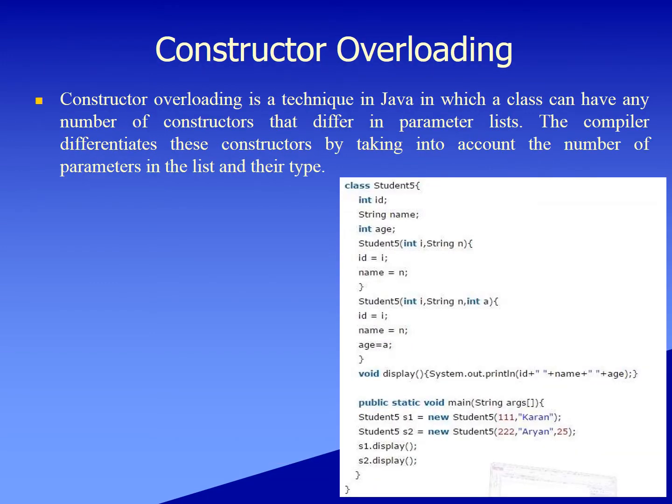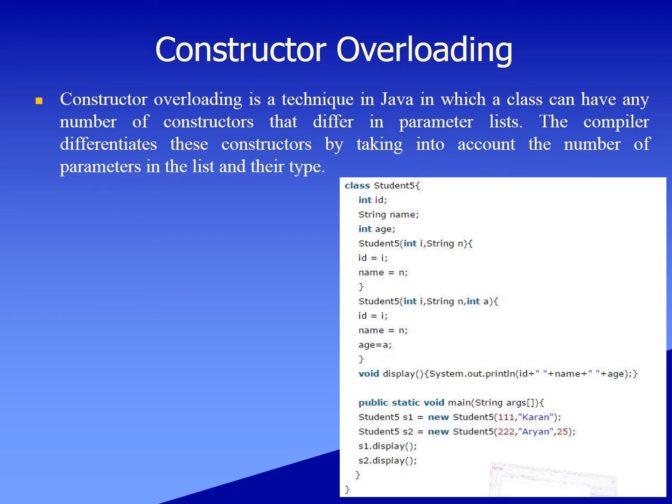Now we have reached constructor overloading. If this scenario comes, you have to use the same constructor in different ways. That means the constructor name will be the same but the versions will be different. That type of constructor is called overloading.